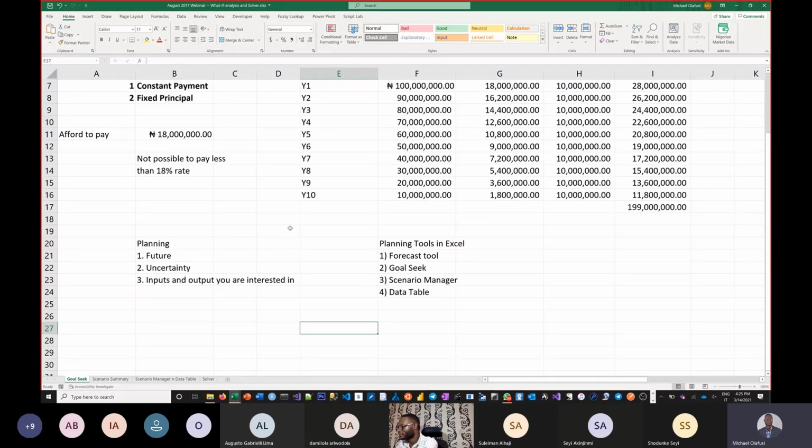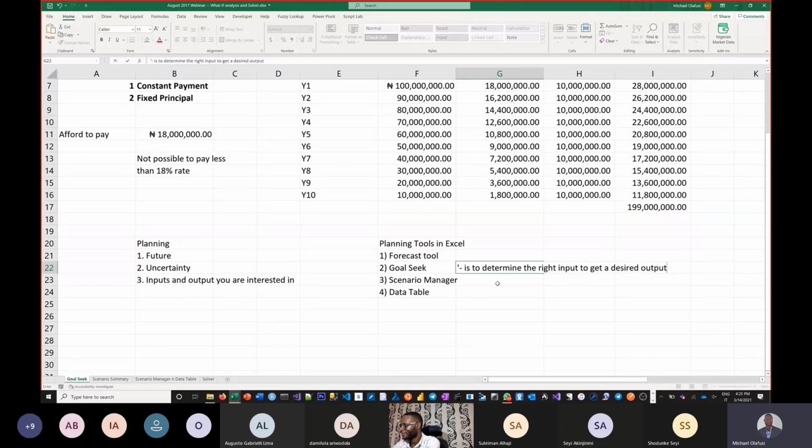So let's go to goal seek, right? What do goal seek help you to do? As the name implies, goal seek is to determine the inputs, the right inputs to get a desired output, right?